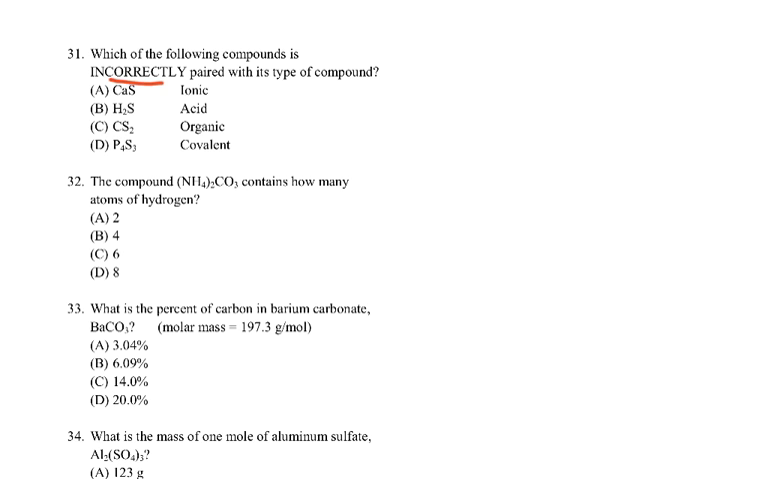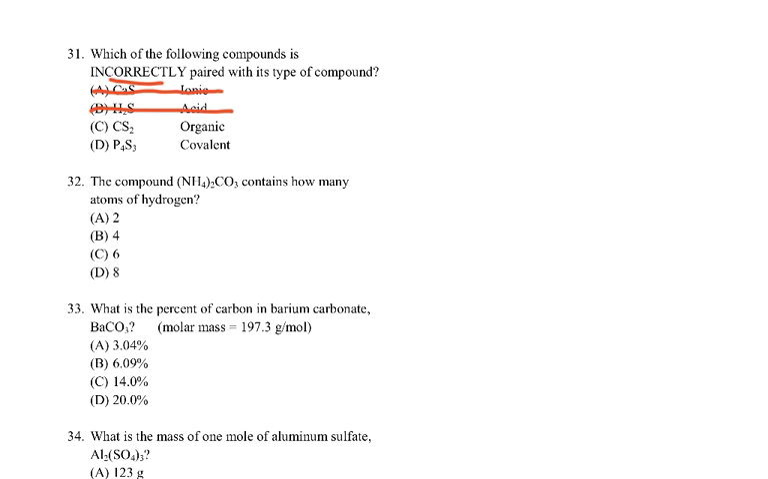Which of the compounds is incorrectly paired with its type? Incorrectly paired. So if it's correctly paired, we're going to knock it off. So Ca, that's a metal, ionic, that's going to be good. Starts with an H, that's an acid, that's going to be good. Starts with carbon, but we need some hydrogens. So I would say that's the one, that's our answer, C.